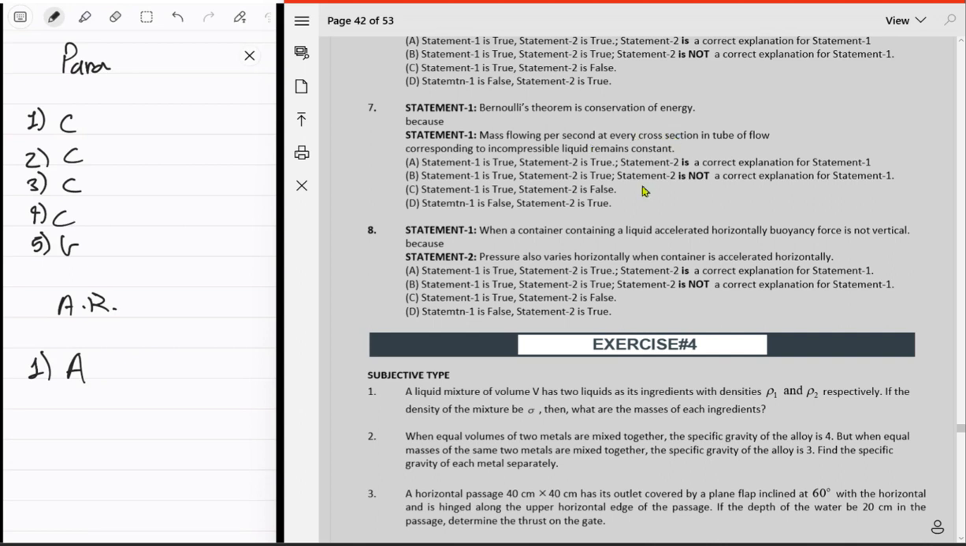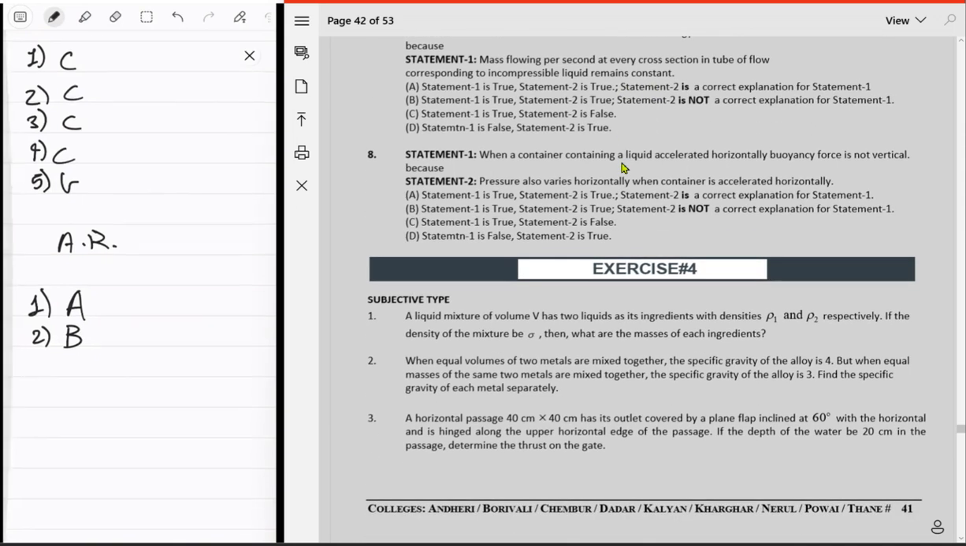The cross-sectional tube of flow corresponding to incompressible liquid remains constant. Yeah, okay. Wait, at every cross-section of a tube, right? Not a tube that opens into two tubes. That should not happen because then it's not correct. Okay, whatever. Two is correct, one is correct, not a correct explanation though. B is the answer. B. The reason should be that viscous forces are ignored, and that's why you can apply conservation of energy. Okay, let's go to the next one.